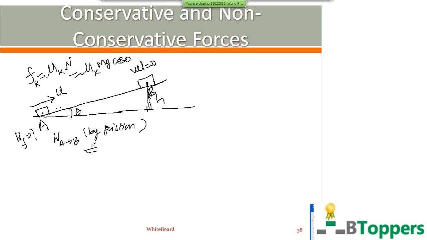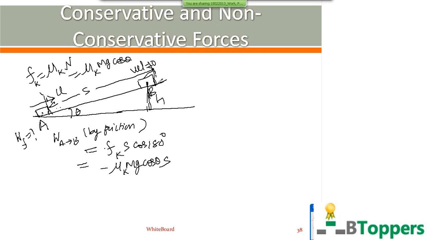So work done by the frictional force on the block when it moves from A to B will be equal to F_k into d into cos 180 degrees, because the force of kinetic friction acts opposite to the direction of the displacement of the block. When the block is sliding up the inclined plane, the force of kinetic friction acts down the inclined plane. So work done by the frictional force will be equal to minus mu_k mg cos theta times d. Here d is the magnitude of the displacement of the block for motion from A to B, or the distance the block moves up along the inclined surface before its velocity momentarily becomes zero.